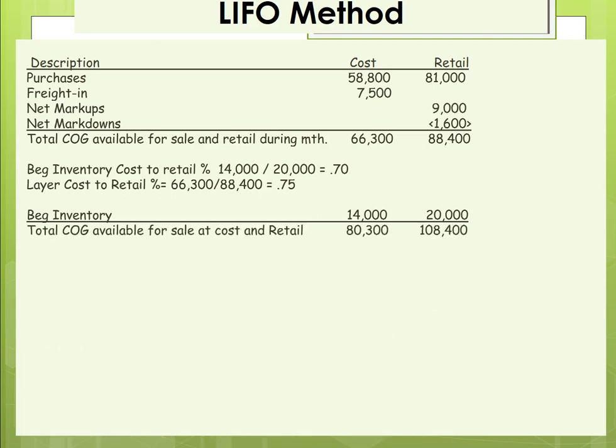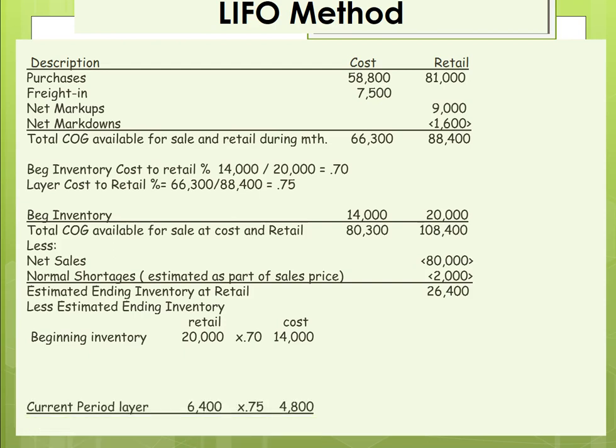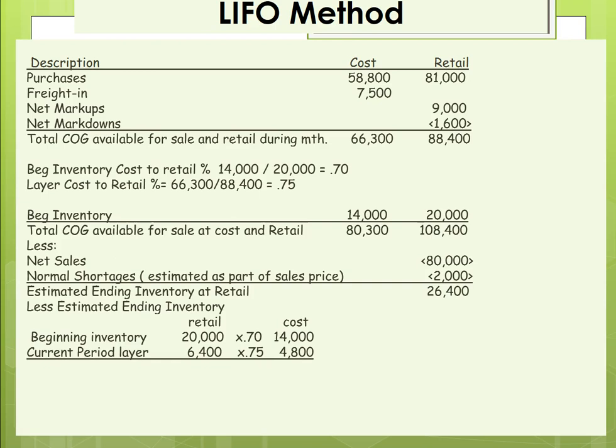Now we have our total cost available for sale at cost and retail. We're then going to subtract our net sales and normal shortages. Now here's where we're going to do our layers. What we're going to do is take the beginning inventory, which is 20,000, times the 70%. Of course, we already knew it was 14,000 because we take the whole amount. But to get the layer, what we're going to do is take the 26,400 and subtract the 20,000, and that's how you get the 6,400.